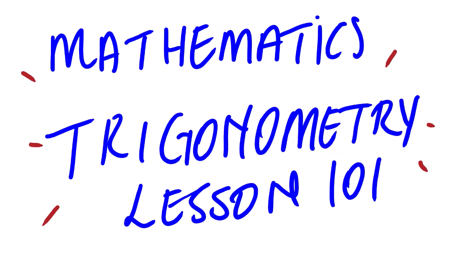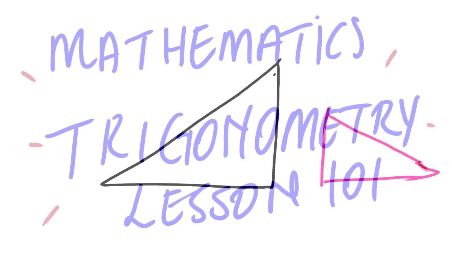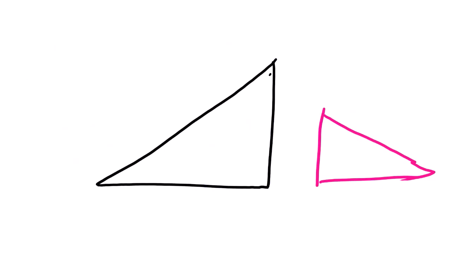Today's main focus, trigonometry. Lesson 101, mathematics. Let us start. Trigonometry is the study of the relationship between the sides and angles of triangles. Trigonometry means measurement of triangles. What is important is to know the trigonometric ratios.